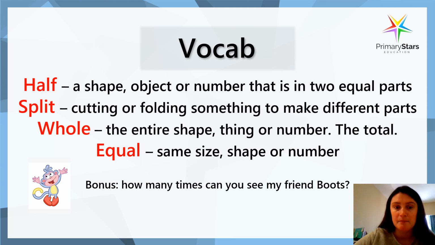The next word we're going to look at is split. So split means to cut or to fold something to make different parts. So if I tell you to split something in half, I mean either to cut it in half or to fold it in half. The next word we're looking at is whole. Now whole means the entire shape, thing or number. The total. Whole means the same as total. So if I said, are you going to eat that whole cake? I mean, are you going to eat all of it? The whole thing.